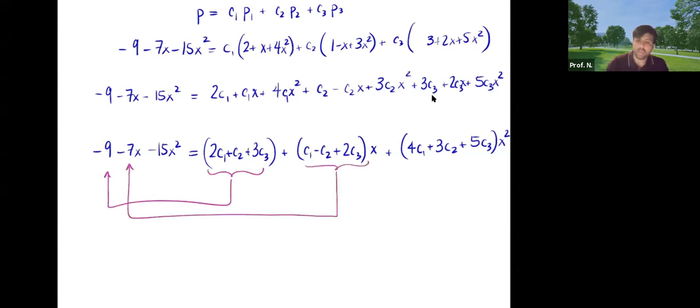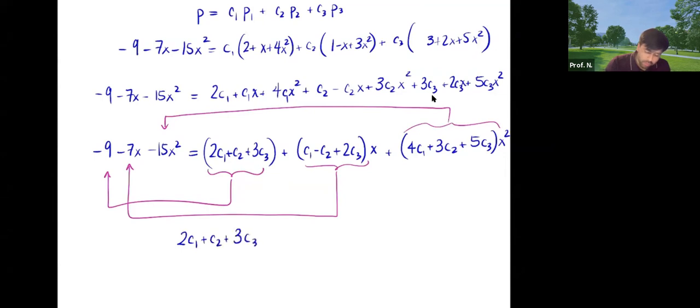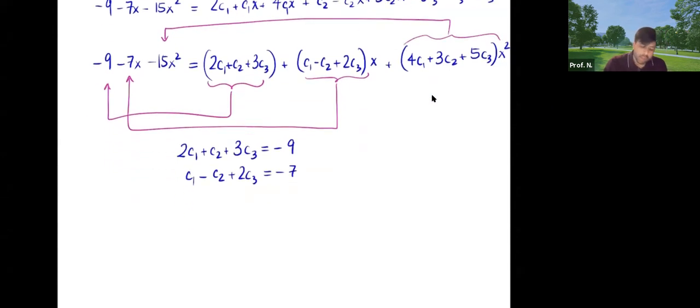Why did I do this? Because I'm saying one polynomial is equal to another polynomial. That means the constant has to match up with the constant, the linear term has to match up with the linear term, and the squared term has to match up with the squared term. So look what I get. My first equation is 2C1 plus C2 plus 3C3 equals -9. My second equation, C1 minus C2 plus 2C3 equals -7. And my last equation is 4C1 plus 3C2 plus 5C3 equals -15.